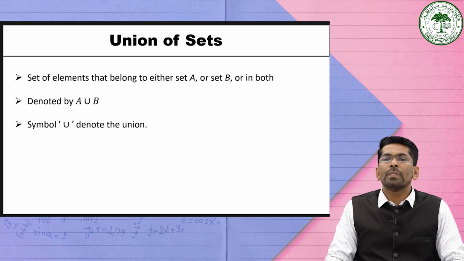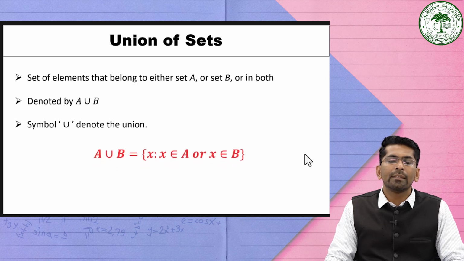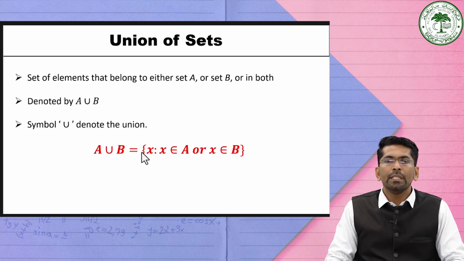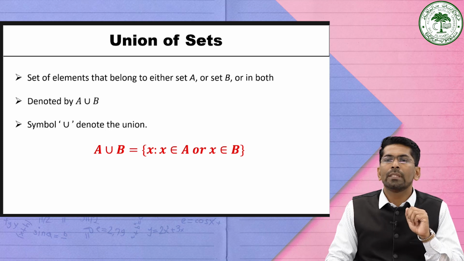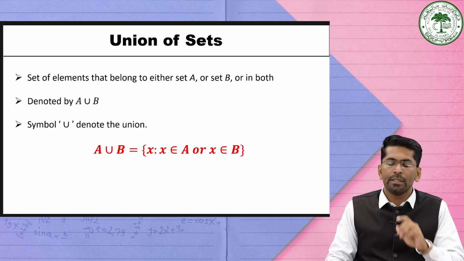Mathematically, the union of sets A and B is defined as A union B, which is equal to the set of all elements x such that x belongs to A or x belongs to B. So when you read this, it says the union of sets A and B is the set of all elements x such that x belongs to set A or x belongs to set B. Thus A union B consists of all elements that are in set A or set B.